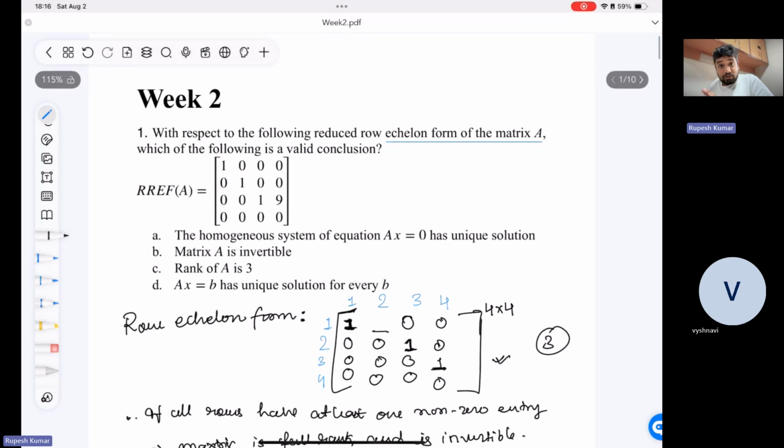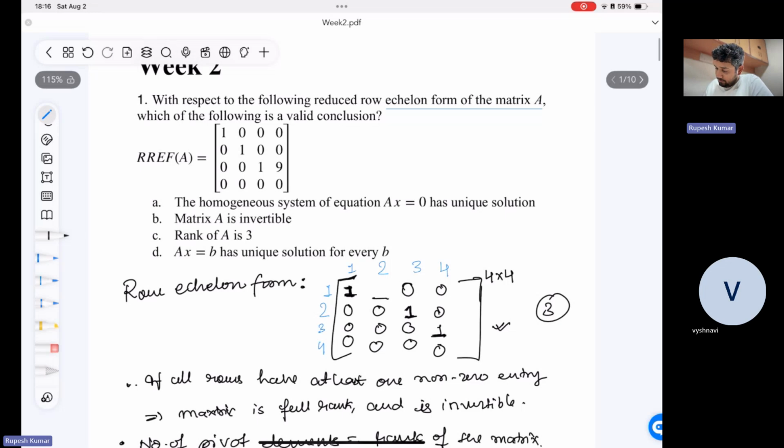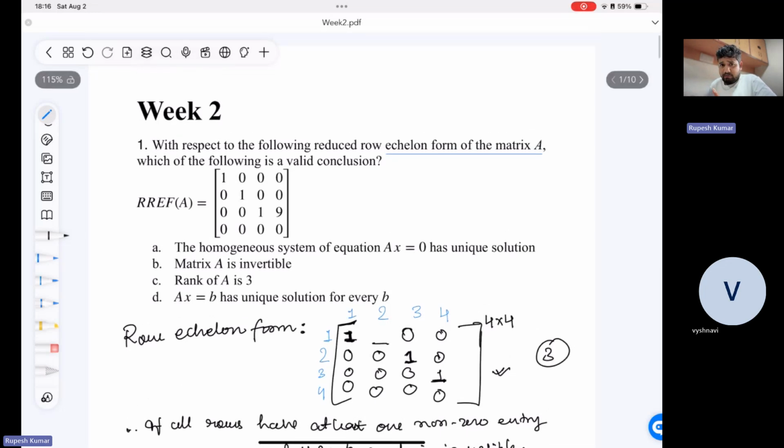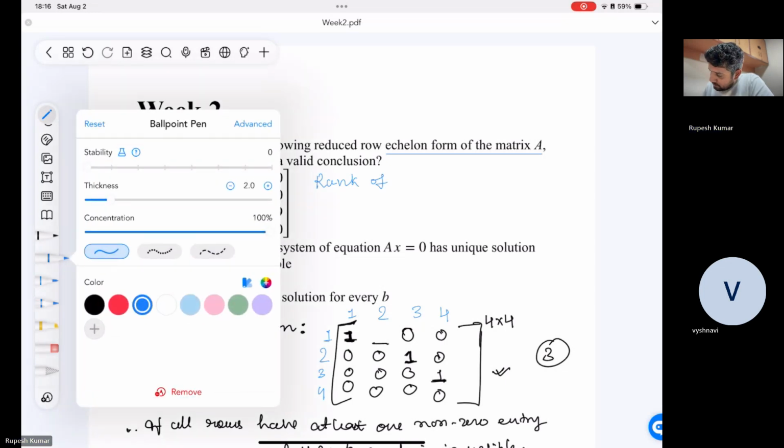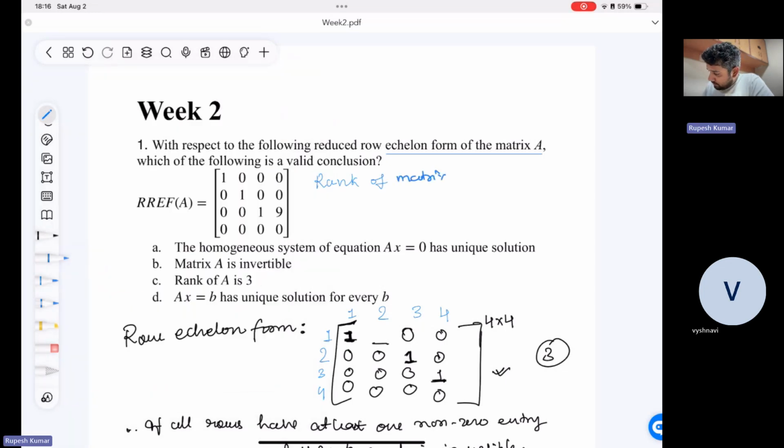Now let's figure out something from the given matrix we have here. With respect to the following reduced row echelon form of the matrix A, which of the following is a valid conclusion, right? Let's say the first option says the homogeneous. So let's try to figure out something on our own, then let's look at the options. What is the rank of matrix A? It is basically the number of pivot elements. We have 1, 2, 3. So the rank is 3, right?